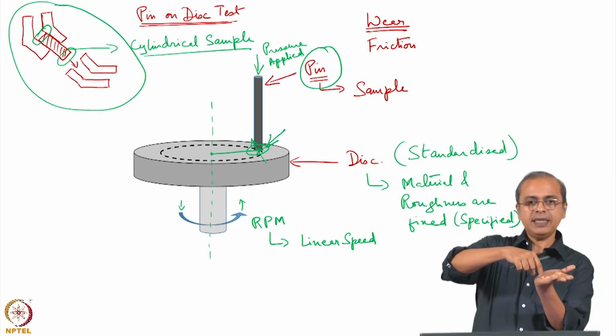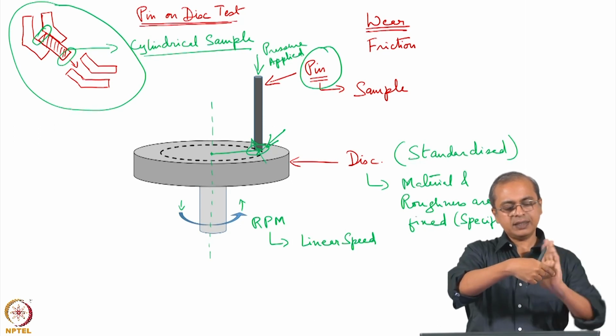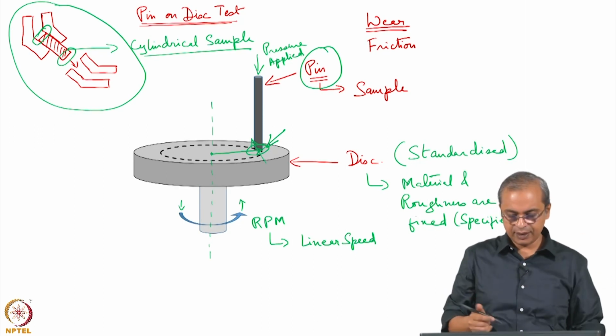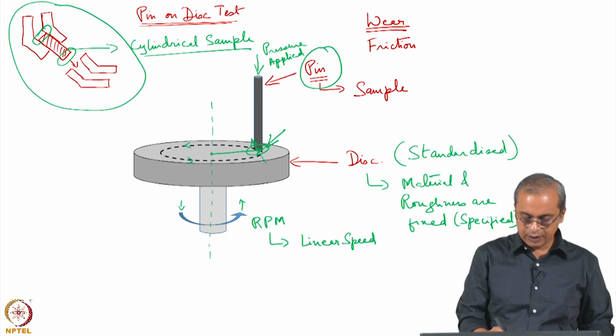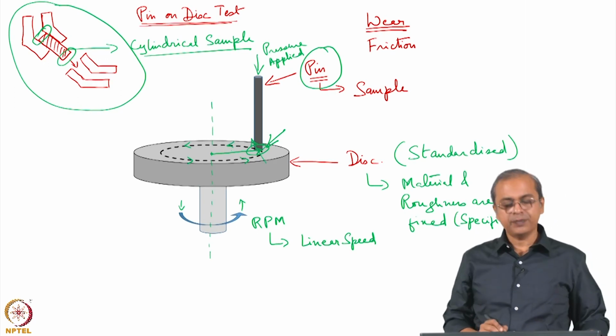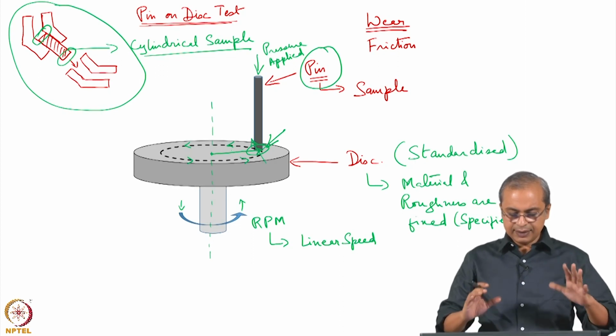So, the pin is now tracing a circle. It is stationary, and the disc keeps rotating. So, you see that path that it is going to see. This is what the pin sees on the disc. So, this is the way we test it.